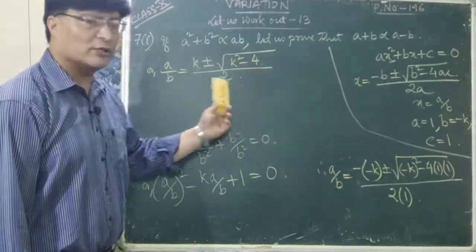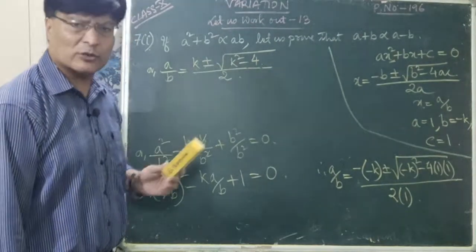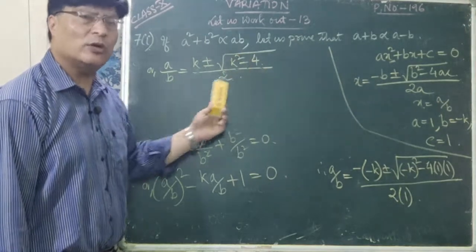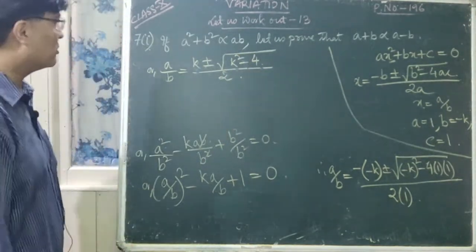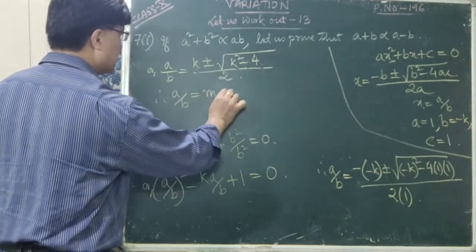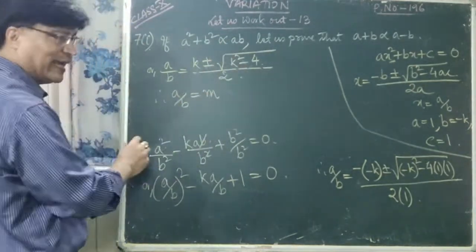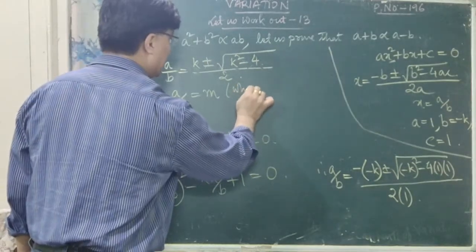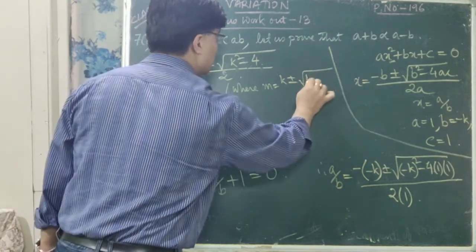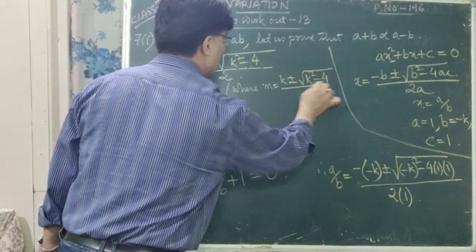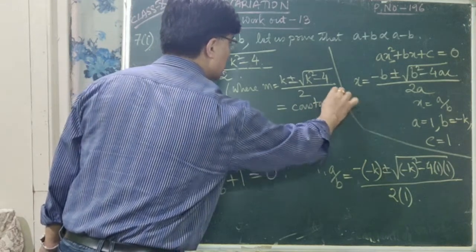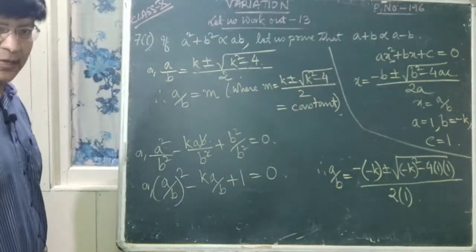So this whole term is also constant. Minus 4 is also constant, 2 is also constant. So this whole term, that is k plus minus root over k square minus 4 whole divided by 2, is also a constant quantity. Therefore, instead of this whole constant, we can write A by B is equal to M, where M is equal to k plus minus root over k square minus 4 whole divided by 2, which is a constant. So here M is also constant. I think you have understood it.